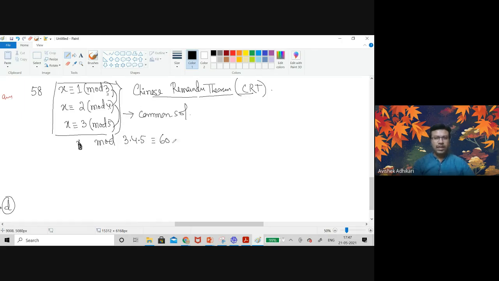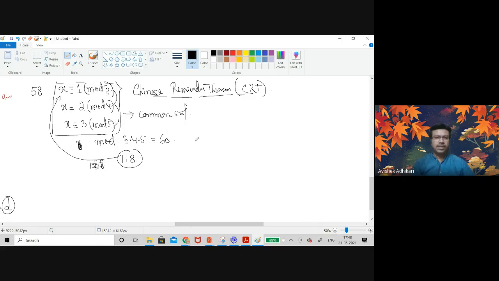One thing you note: if I have 60 plus 58, just have a check. 60 plus 58 is how much? Not 138, it's 118. So 118 will also satisfy the same property. See, 117, so 118 minus 1 is 117, which must be divisible by 3. 116 is divisible by 4. 115 is divisible by 5.